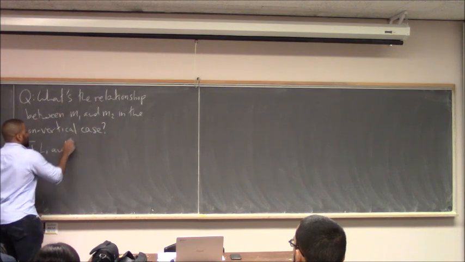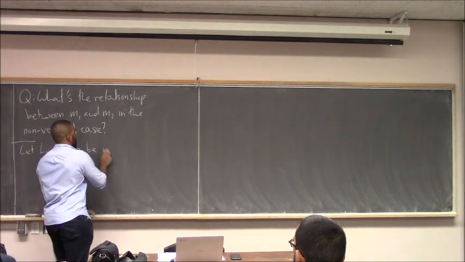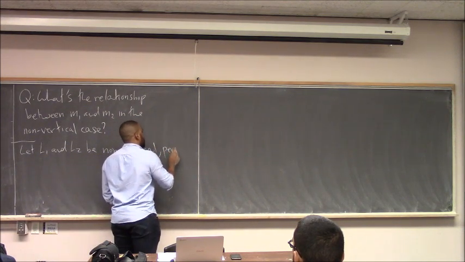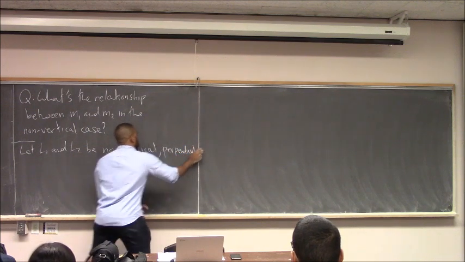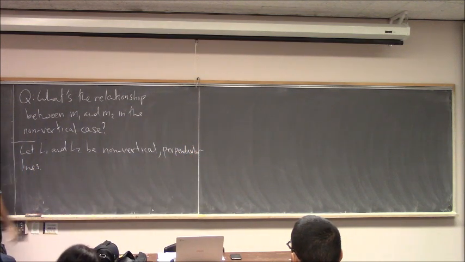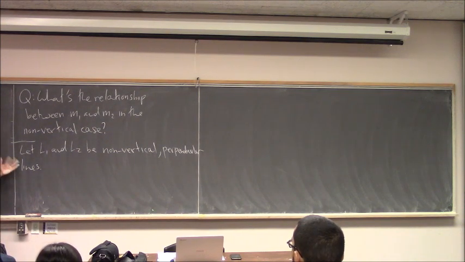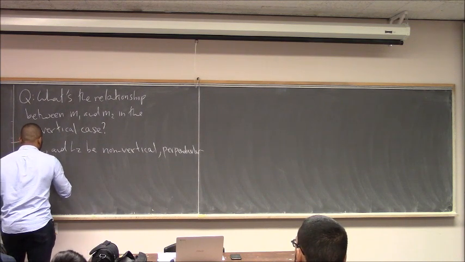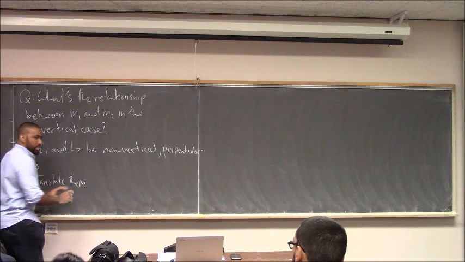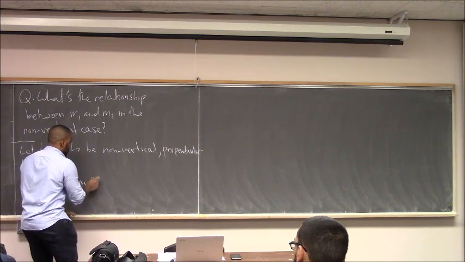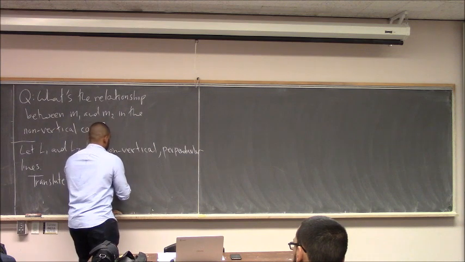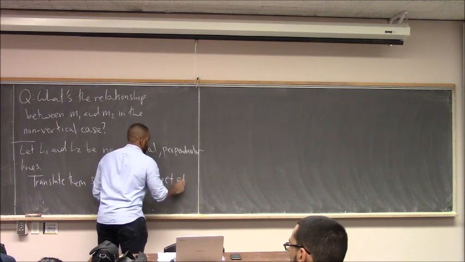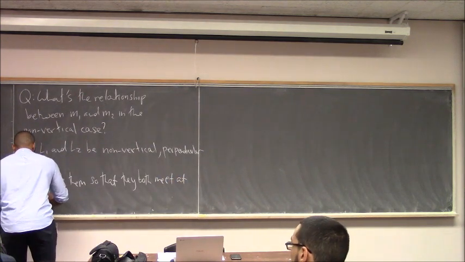So let L1 and L2 be non-vertical, perpendicular lines. And in order for you to understand the idea, we're going to translate them. Translate just means shift them around so that they both meet at the origin.